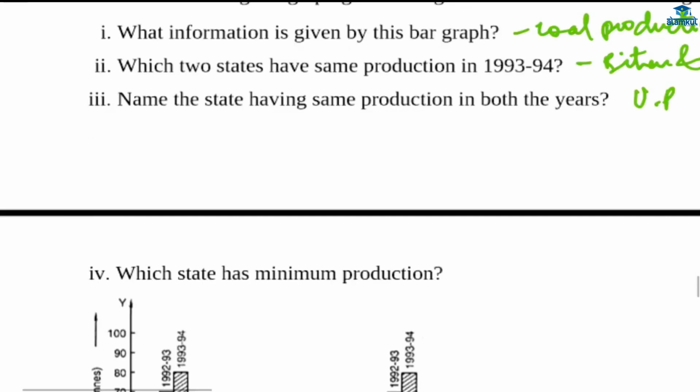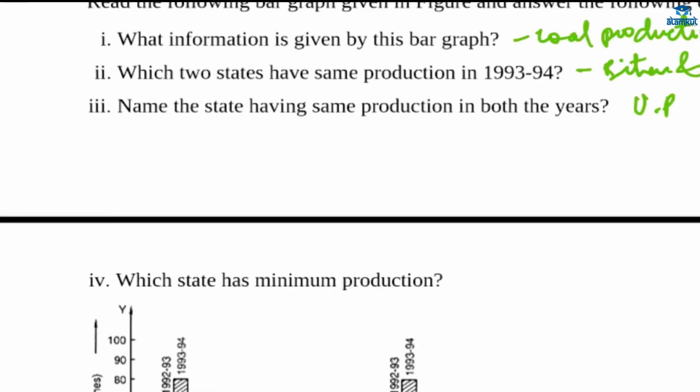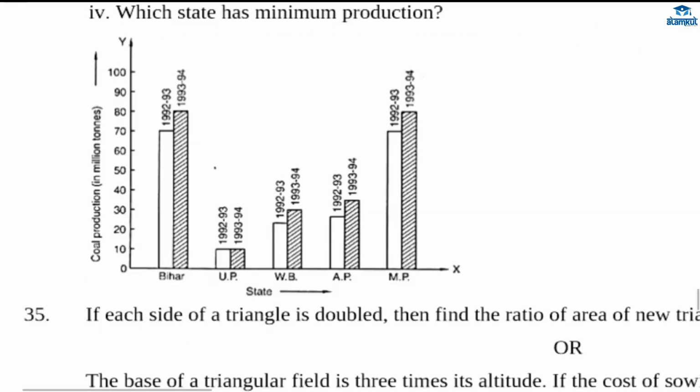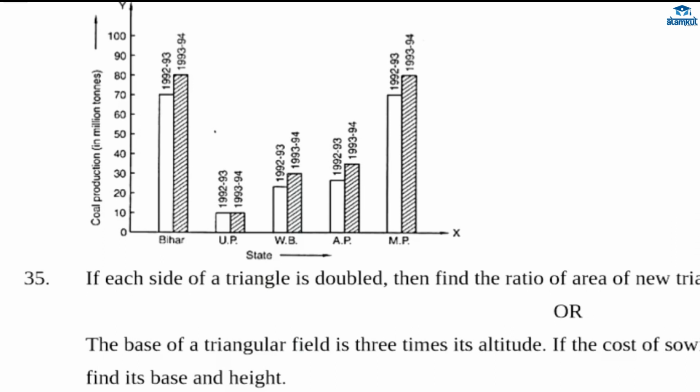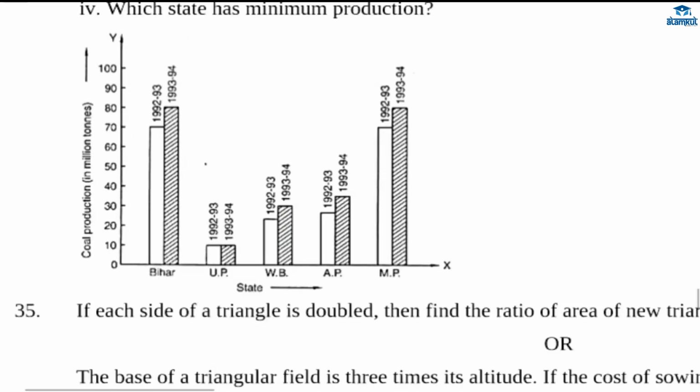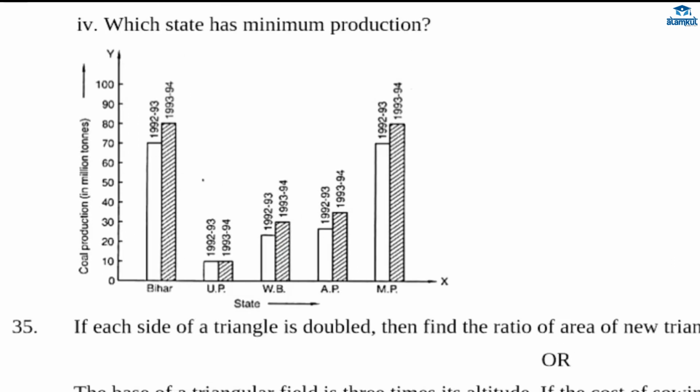Now, let's see the third question. Name the state having the same production in both the years. Which state has the same production in both 1992 to 1993 and 1993 to 1994? UP. Yeah, UP. Very good. Which state has the minimum production? UP. Yes, UP has the minimum production compared to the other states.